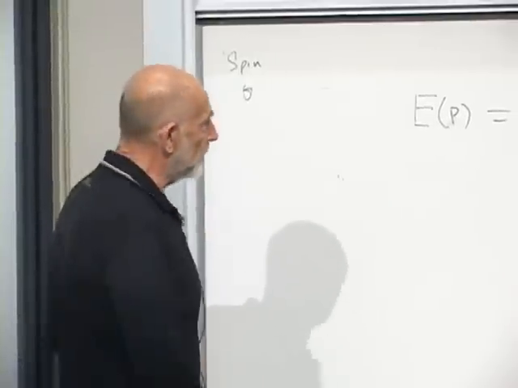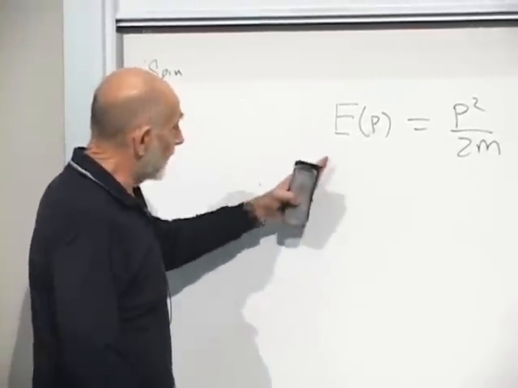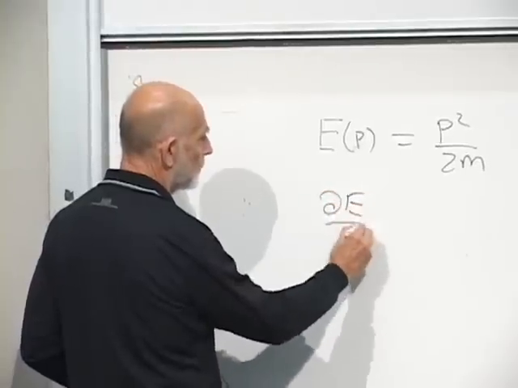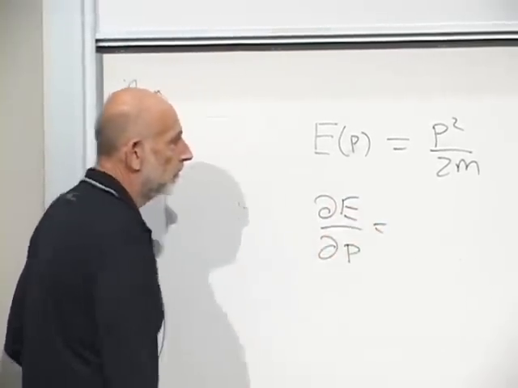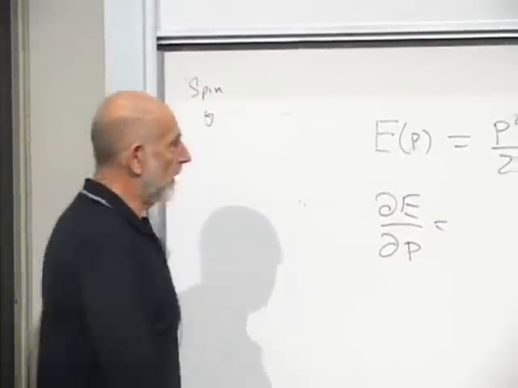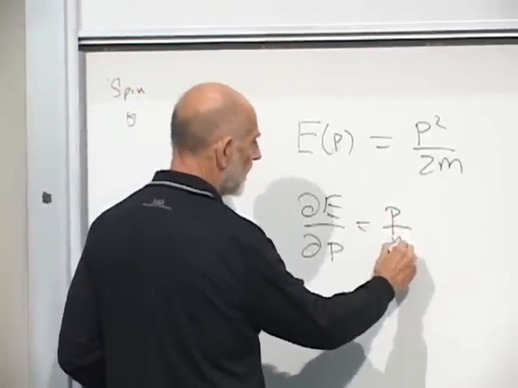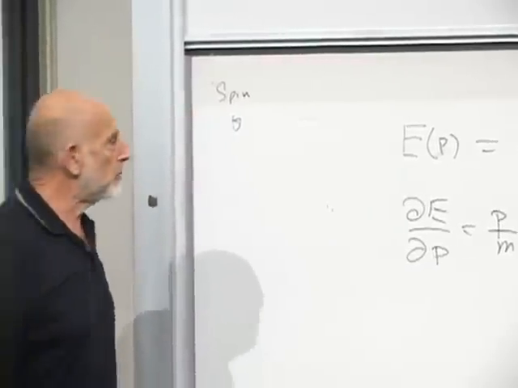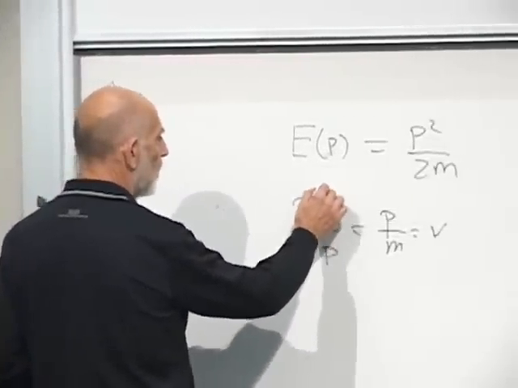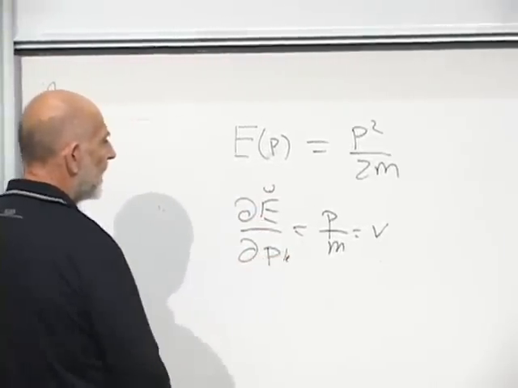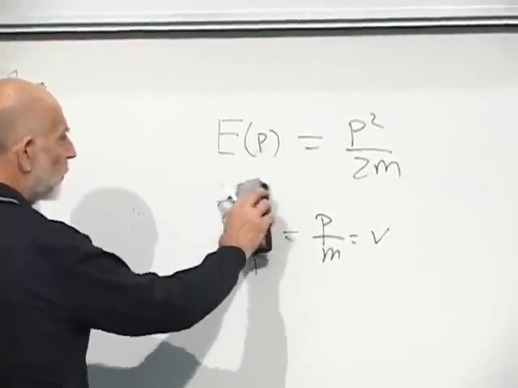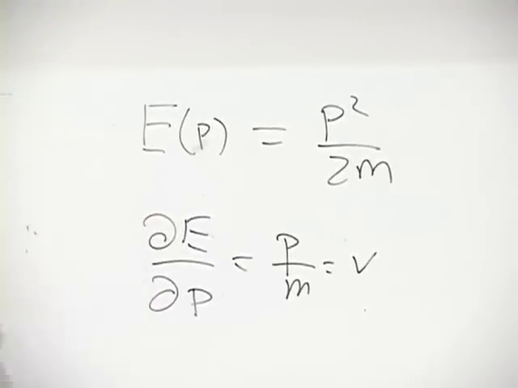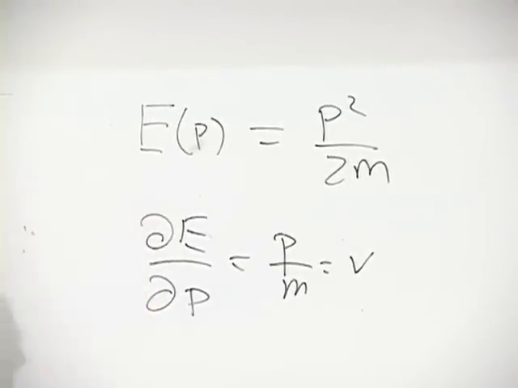I'll just point something out to you. We could prove something about this, but the derivative of E with respect to p, what is that? p over m. And p over m is the velocity. That's a general rule. It's actually a property of waves. If instead of E you put omega and instead of p you put k, then it's a property of waves that the group velocity is given by the derivative of the frequency with respect to the wave number, or the energy with respect to the momentum.